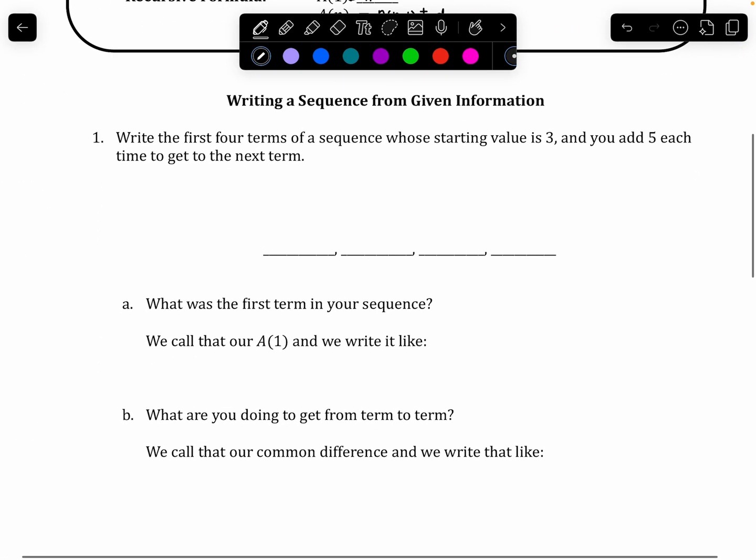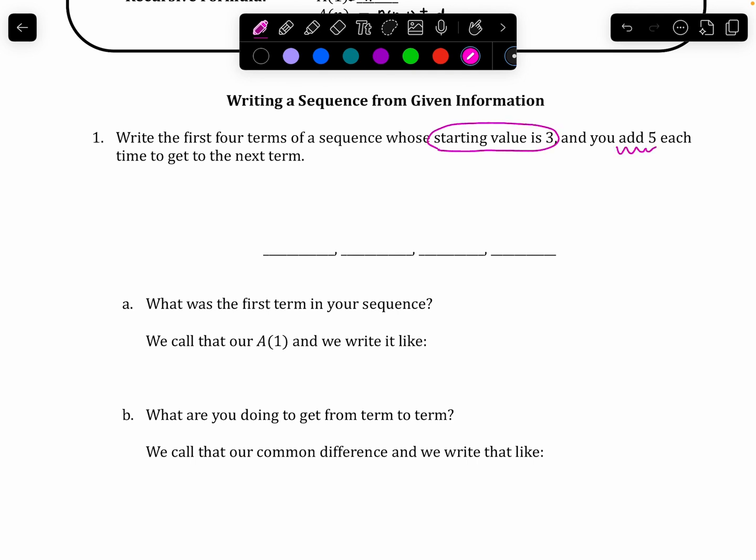Okay, so we're going to write a sequence from given information. It says, write the first 4 terms of a sequence whose starting value is 3, and you add 5 each time to get to the next term. So if my starting value is 3, I'm going to put a 3 as my starting value. Then I take my previous term and add 5 to get my next term. What is 3 plus 5? It is 8. Then you take that term and add 5, which gets you 13. And then you add 5 again, and that gets you 18.